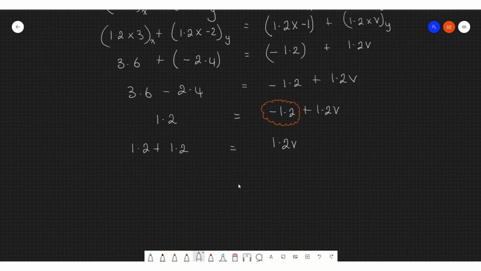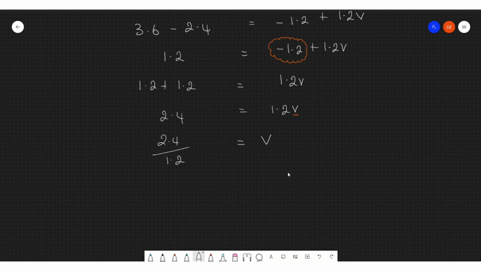So now we know that 2.4 is equal to 1.2v. To make v subject of the formula, we have to remove the 1.2 and take it to the other side, and from times it becomes division. So 2.4 divided by 1.2 is equal to v. You work that one out and you end up with an answer of 2 meters per second. That is the value of the velocity with which billiard ball Y moves in the forward direction.